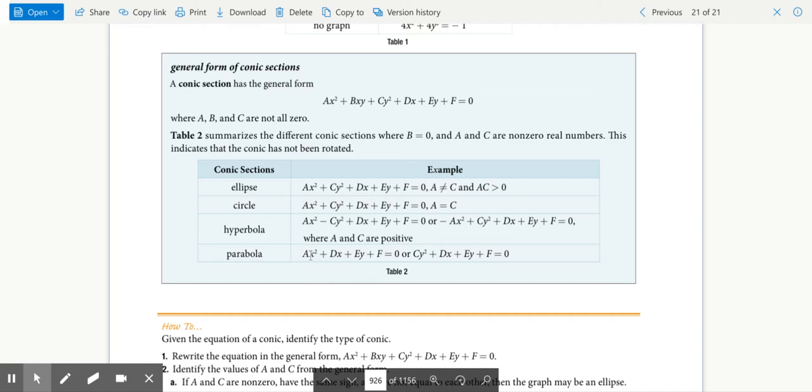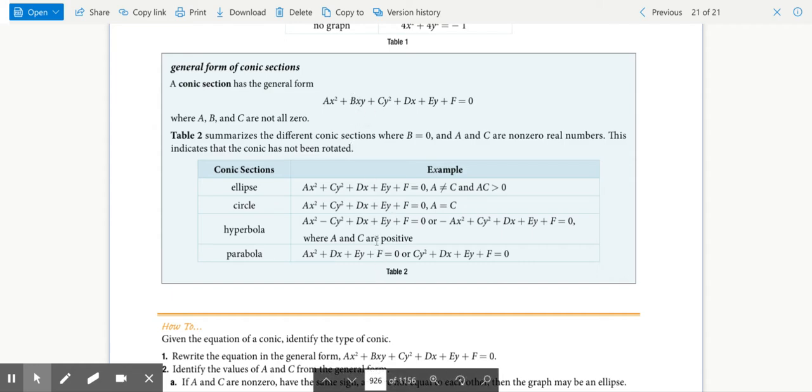For a parabola, you're either going to have an x squared term or a y squared term, not both. If I have an x squared term, that's an up or down facing parabola. If I have a y squared term, that's a left or right facing parabola. So they're going to have an x squared term or a y squared term, but not both, and that would be a parabola. These hold true if there's no b term, if that xy term is not there.